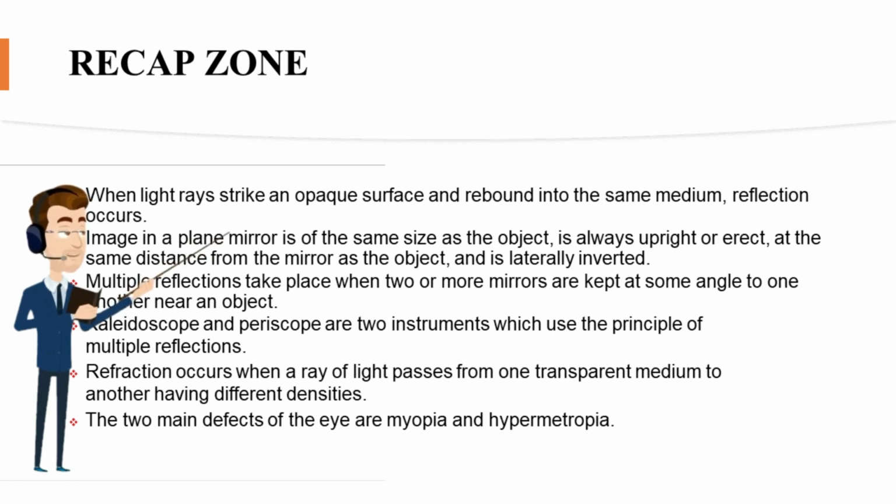Refraction occurs when a ray of light passes from one transparent medium to another having different densities. The two main defects of the eye are myopia and hypermetropia.